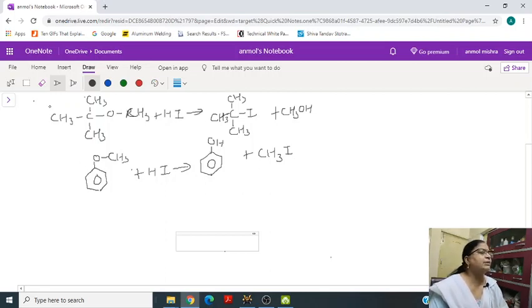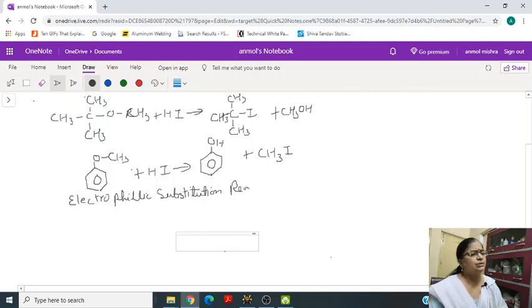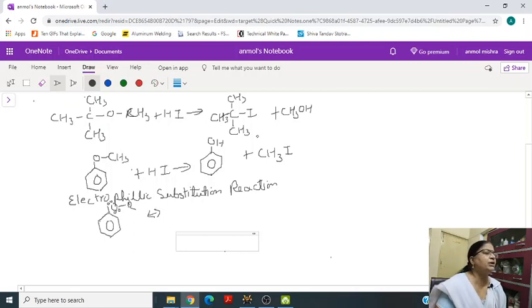Next chemical reaction is electrophilic substitution reaction. Now, electrophilic substitution reaction. The ether group is ortho-para directing. Ether is ortho-para directing, just like alkyl halide. Let me rub it and draw it again.